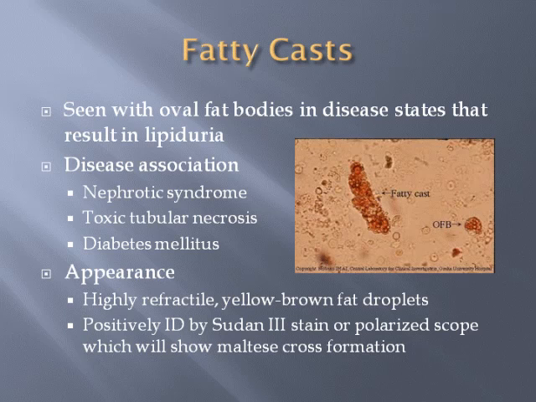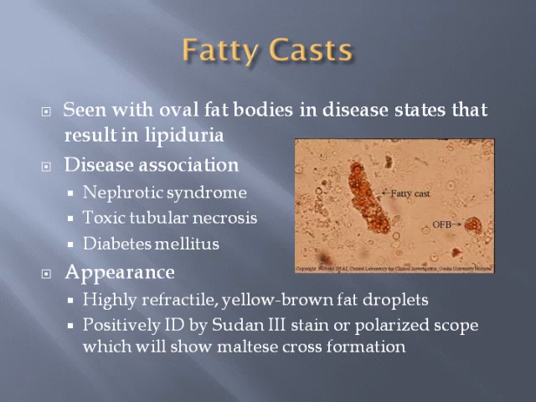Fatty casts are seen with oval fat bodies in disease states that result in lipids showing up in the urine. Nephrotic syndrome, toxic tubular necrosis, and diabetes mellitus are all diseases that you may see fatty casts. These can often be confused with granular casts or maybe even some cellular casts. But they are very highly refractile, and they kind of are yellow-brown in color.